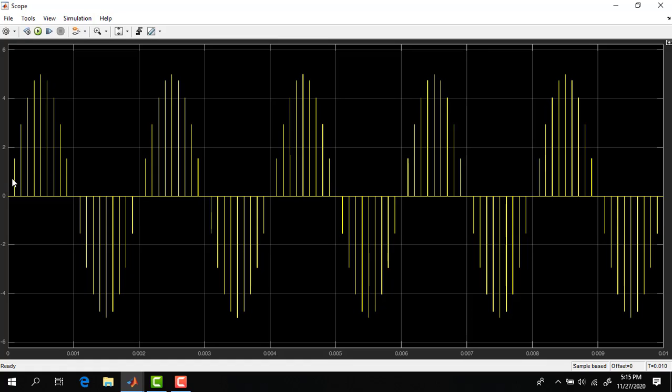Let's see how many samples there are. Let's say 1, 2, 3, 4, 5, 6, 7, 8, 9, 10. Almost 10 samples in the half cycle. This corresponds with our calculation well, because if there are 10 samples in the half cycle, in the complete cycle you will have 20 samples. And if you follow the Nyquist theorem, you will have 2 samples per period.